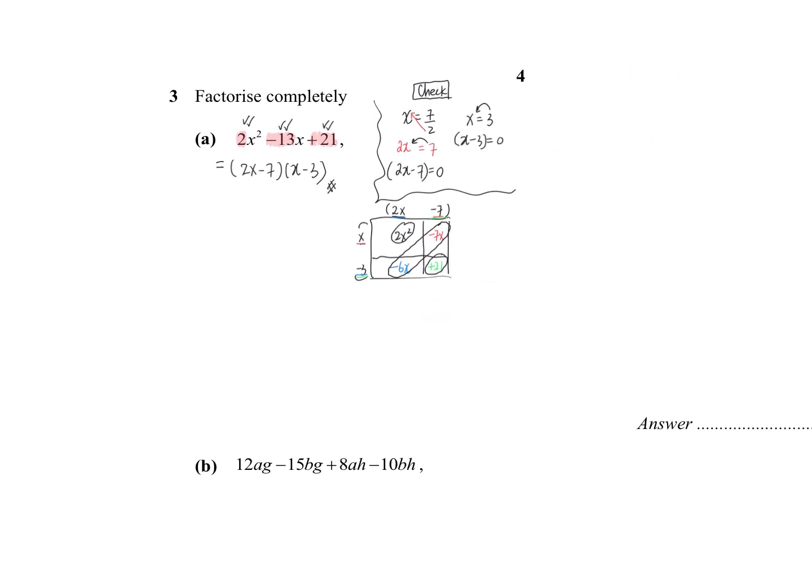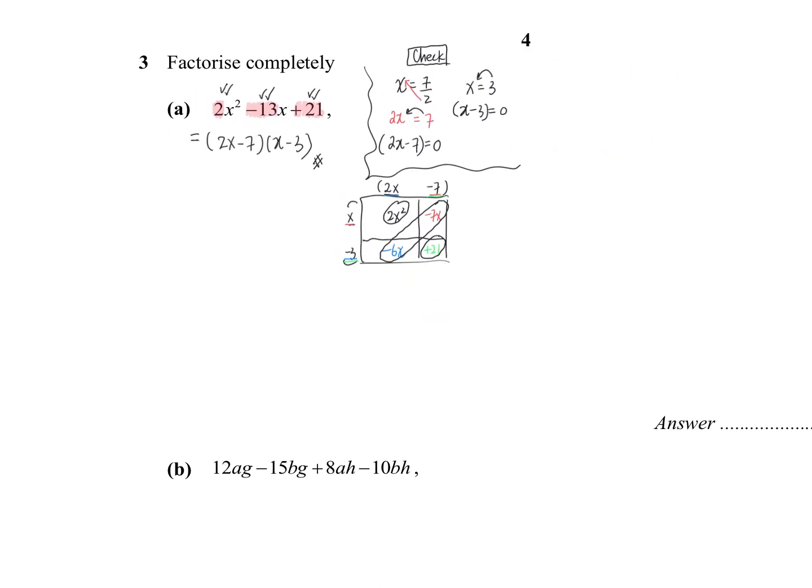Okay, next one. When you see 4 terms, always handle them 2 by 2. So this is 2 by 2, 2 by 2. It should always be one positive followed by one negative. This will make your life easier. Okay, positive followed by negative, positive followed by negative.